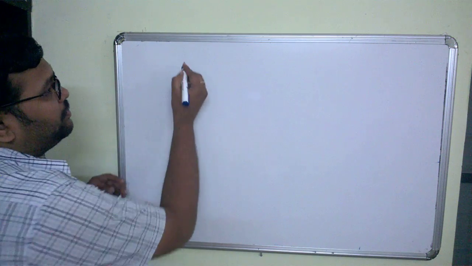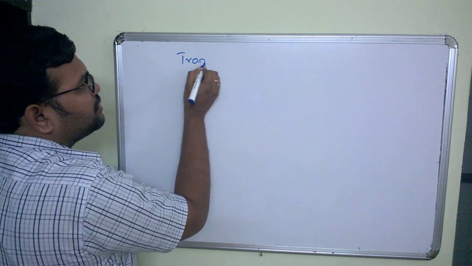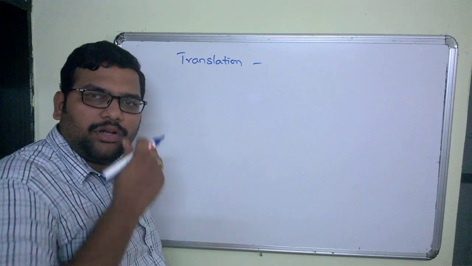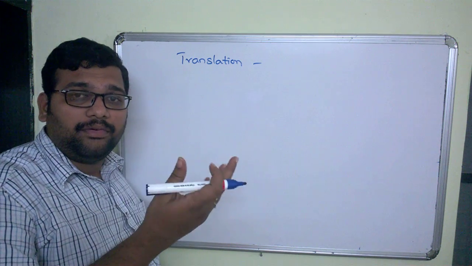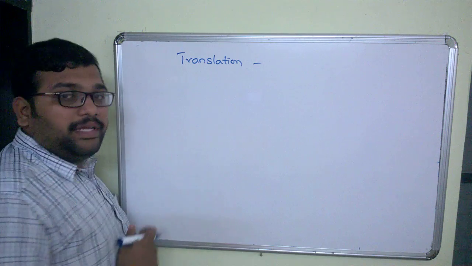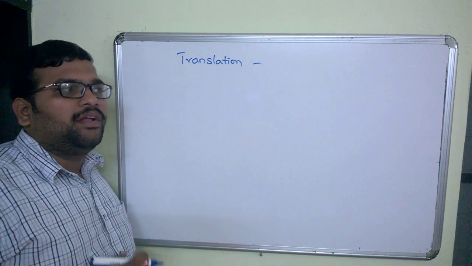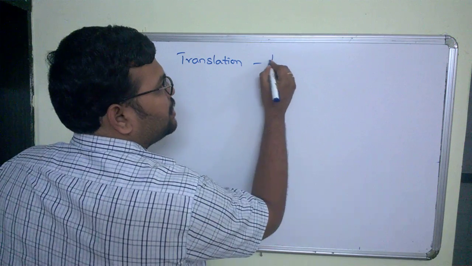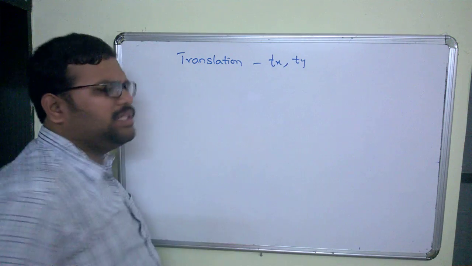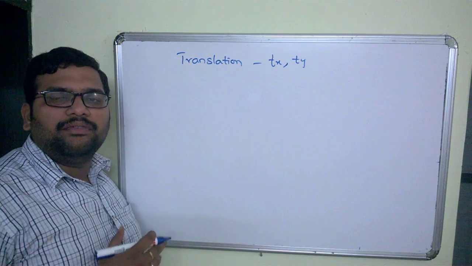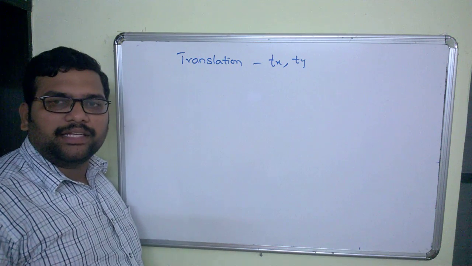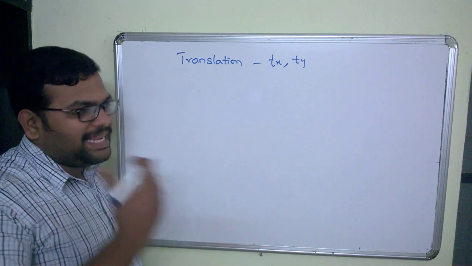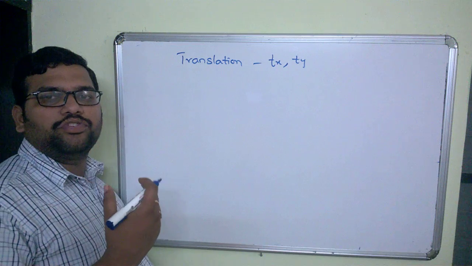Three transformations we have seen. First, translation, which changes the position of one object from one place to another place. In this translation we require two translation parameters, that is tx and ty. These tx and ty are the distances with respect to the x-axis and with respect to the y-axis. Tx is the distance parameter to translate the object from one position to another position.